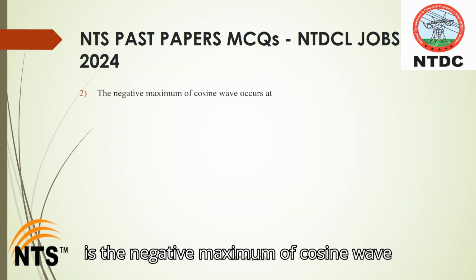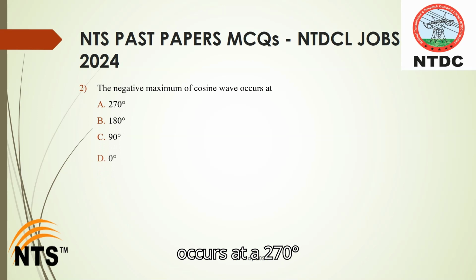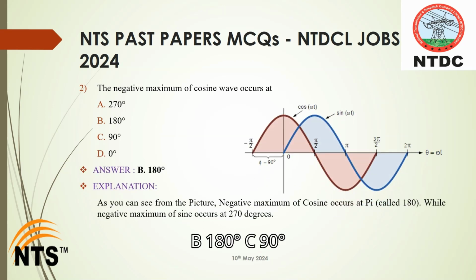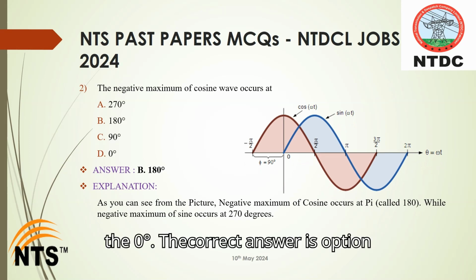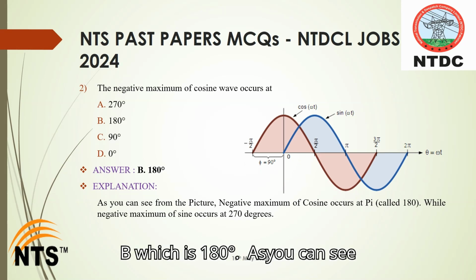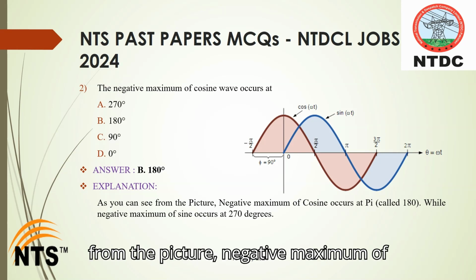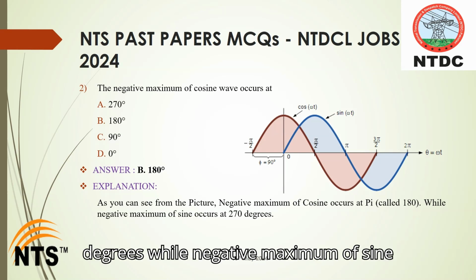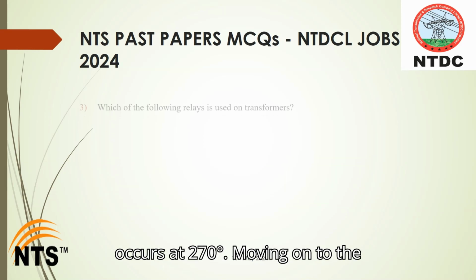The second question is, the negative maximum of cosine wave occurs at: A. 270 degrees, B. 180 degrees, C. 90 degrees, D. 0 degrees. The correct answer is option B, which is 180 degrees. As you can see from the picture, negative maximum of cosine occurs at pi, called 180 degrees, while negative maximum of sine occurs at 270 degrees.